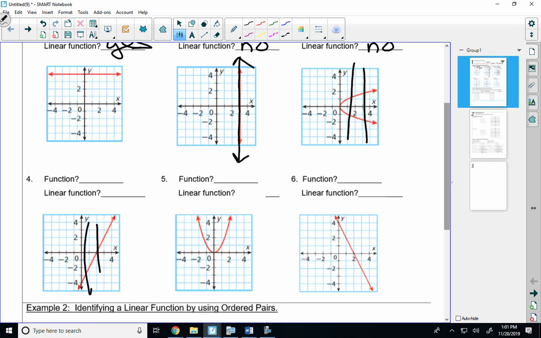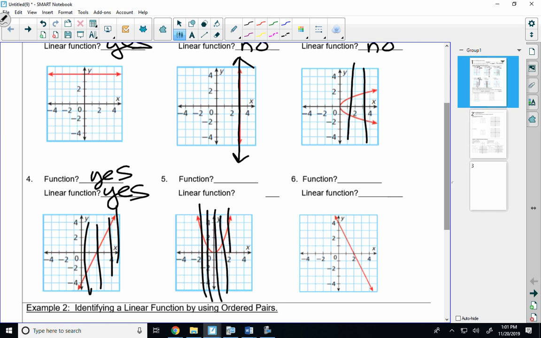For number 4, it passes the vertical line test, so yes, it's a function, and it's also a line, so yes, it is a linear function. Here's an example where if you look at the vertical line test, it is a function, but that's obviously not a line. We call that a parabola, so it's not a linear function. And then the last one would be yes, it's a function, and yes, it's a line.